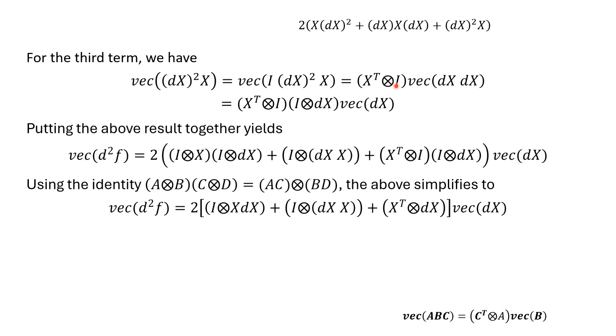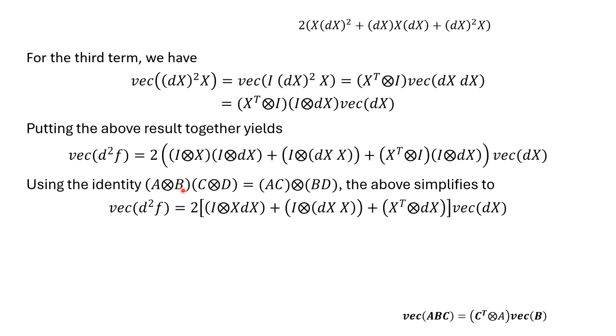We get x transpose Kronecker product with I. The vec of dx squared, which I wrote as dx dx. And remember we computed this on the previous slide. So I just plug that in here. We get this. Then we take the 2 results from the last slide, put them back in here, and then we have the vec of our second differential equals this horrible looking thing.